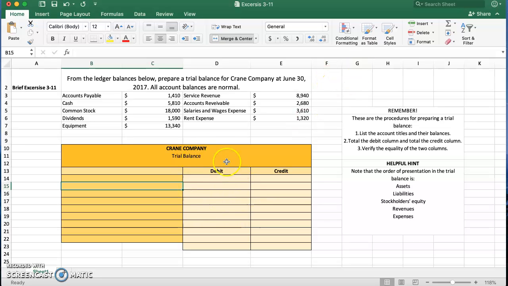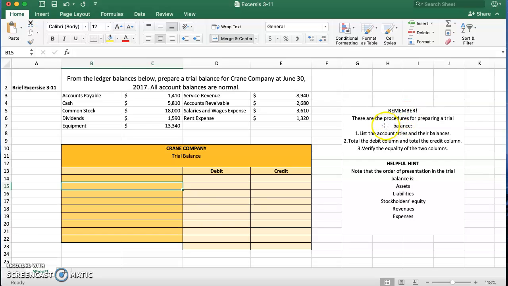So you'll notice that right here, debits are in the left column and then the credits over here will be in the right column. And then the totals of the two columns are going to equal the same amount. So that has to be the same amount in order for your answer to be correct. Over here I'll list all of the accounts. And then over here on the right, I just did a remember and then a helpful hint.